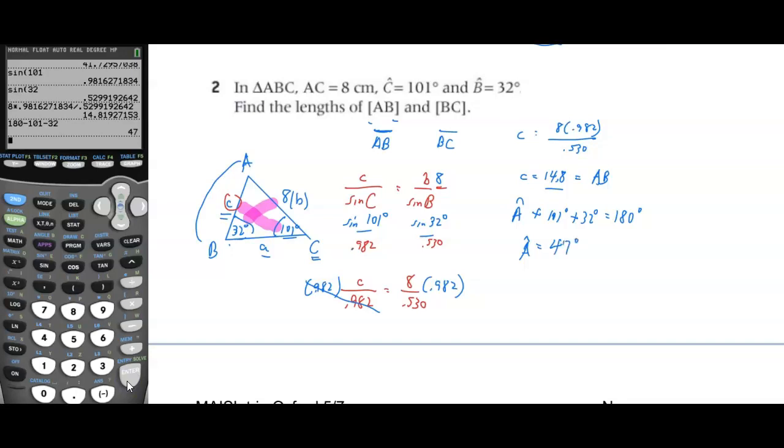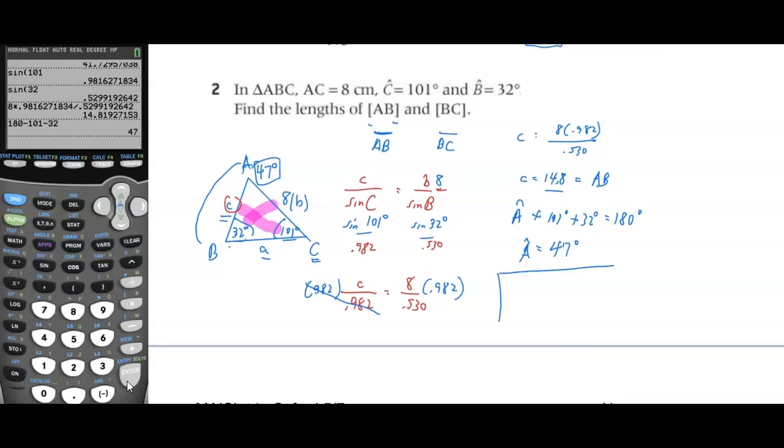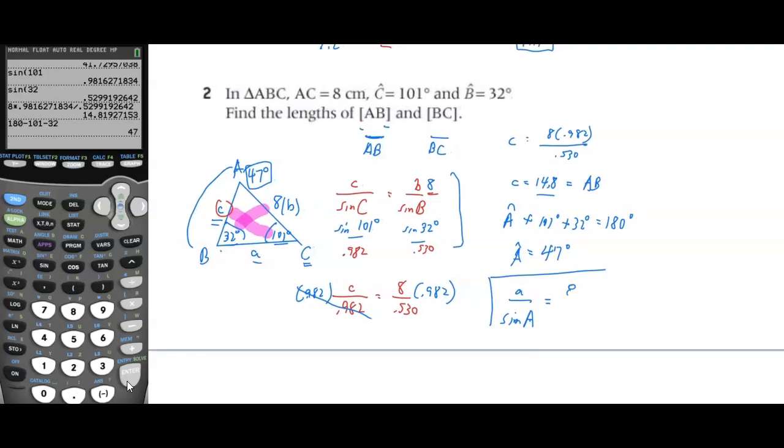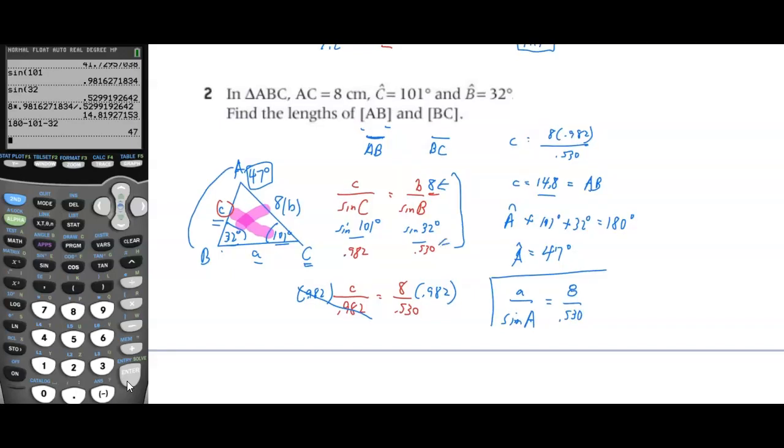So since we know that angle A is 47 degrees, we can now do law of sines for small a. Since we want to know small a, let's do small a on top and big A on the bottom. Do we want to use the B pair or the C pair? Well, it doesn't really matter, but the B pair is already fully developed, so why don't we write the B pair? We can already go ahead and write that 8 is on top and 0.530 is on the bottom, because we already have it here. Let's go ahead and write it. It makes it easier. This is actually the B pair.